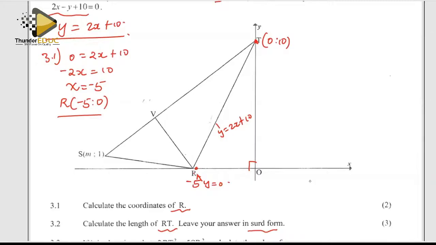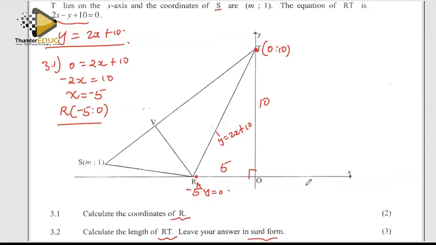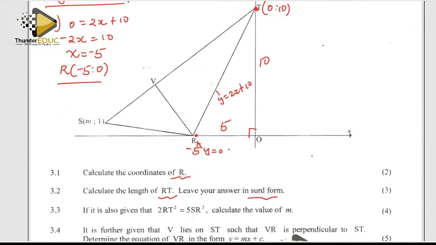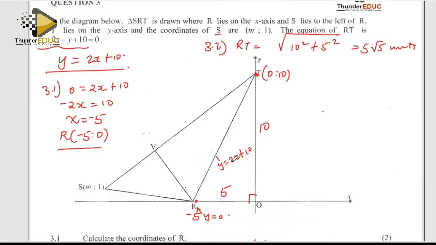So if I use the Pythagoras, that's a 10, that's a 5, meaning that my RT is going to be the square root of 10 squared plus 5 squared. The square root of 10 squared plus 5 squared gives me 5 root 5, 5 root 5 units. That is what we would have done to get that. Alternatively, use your distance formula, you still get the same answer. All right, then 3.3.